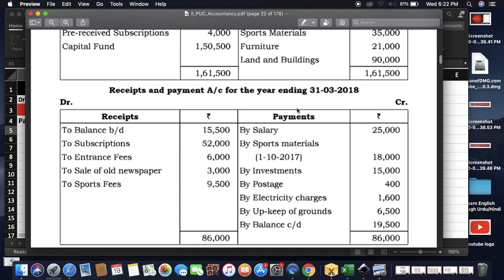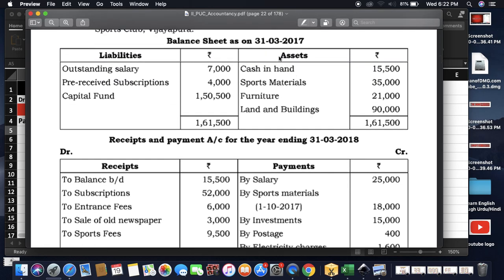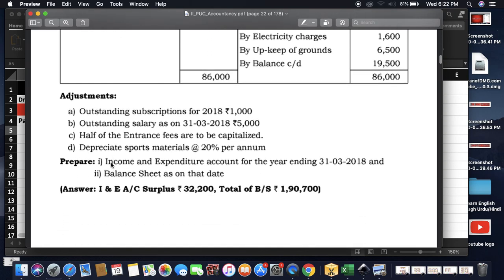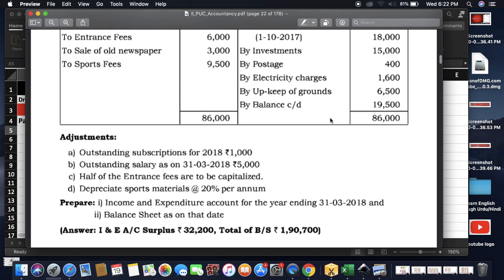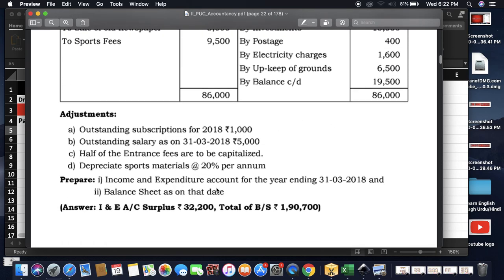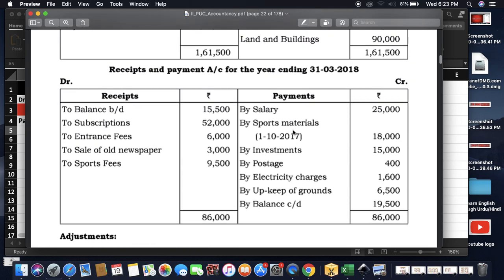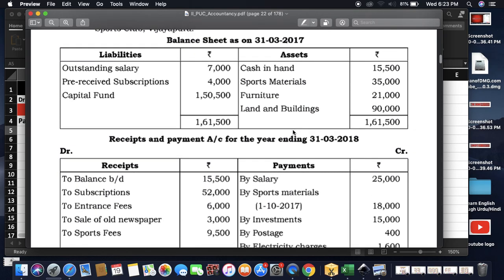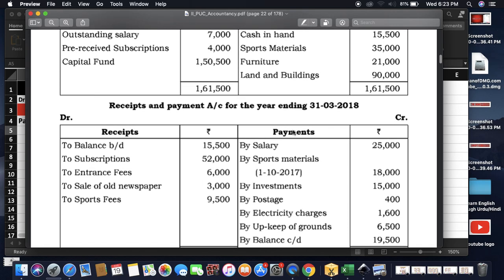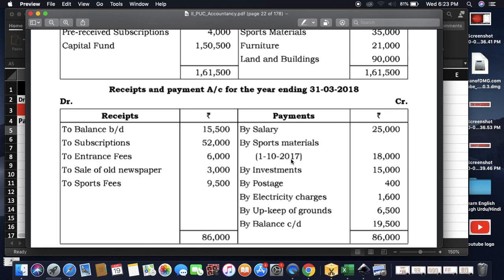Basically, it's a club, and the receipts and payments account for the year, which is 18. As you can see, one year. This is the year we need to calculate. Similarly, they will ask in the examination, prepare an income and expenditure account for the year 2018 and the balance sheet as on that date. So the first thing is we need to learn how to read a question paper. That solves most of the problem.